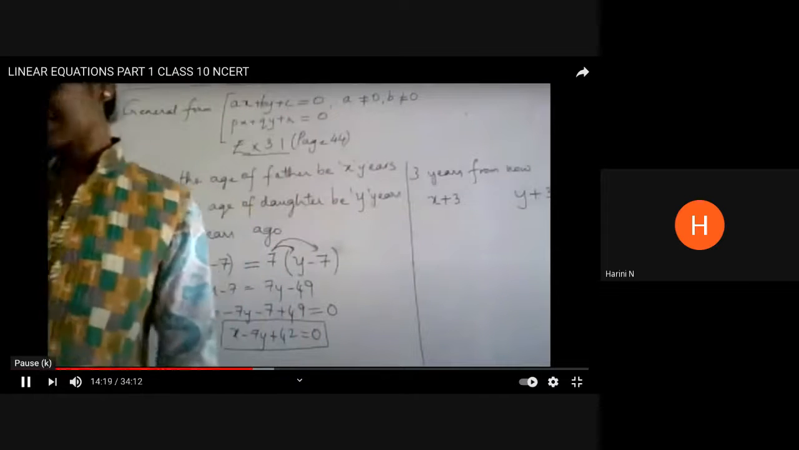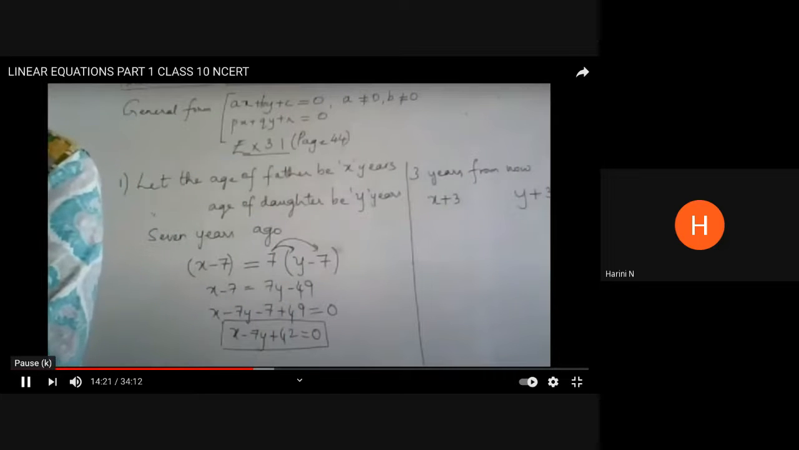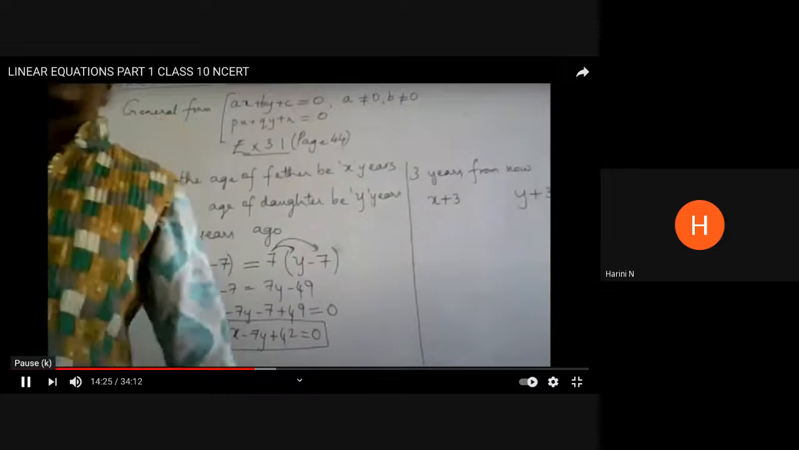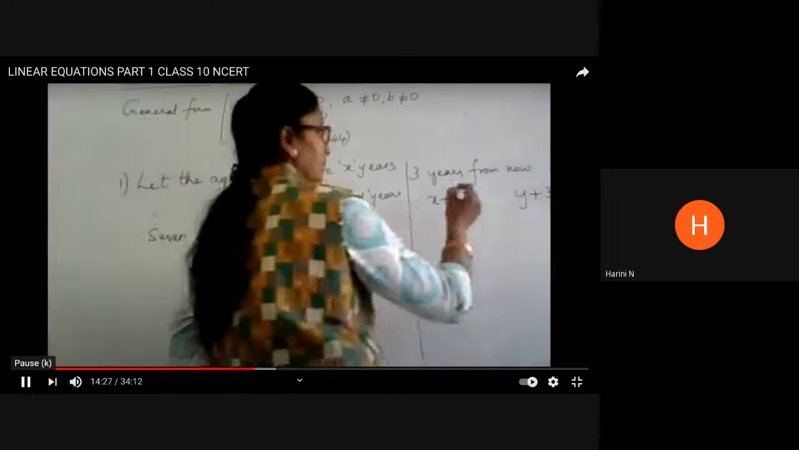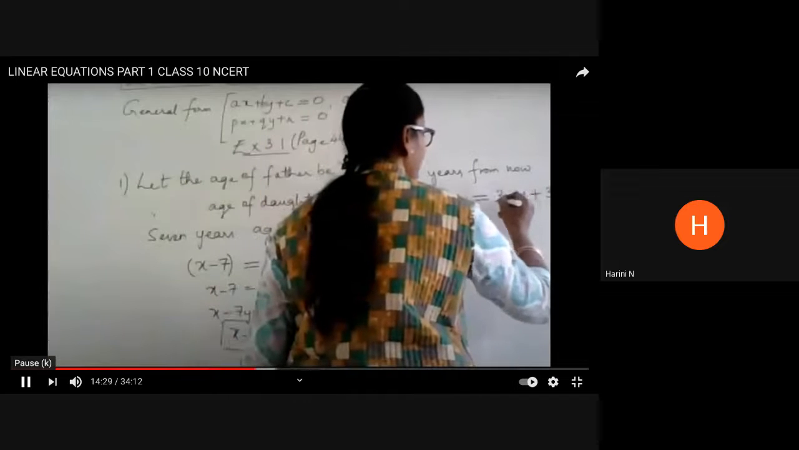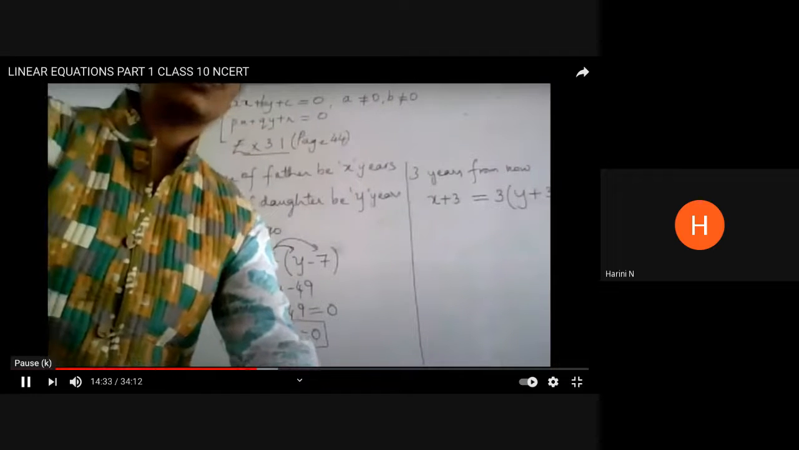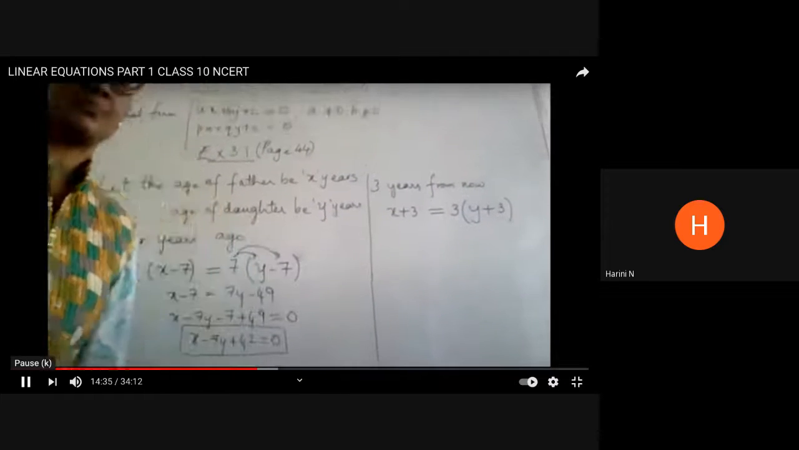Now what is the condition given? Also 3 years from now, I shall be 3 times as old as you. I shall be means father. So father is 3 times as old as the daughter. Is that clear? So that is my second equation.